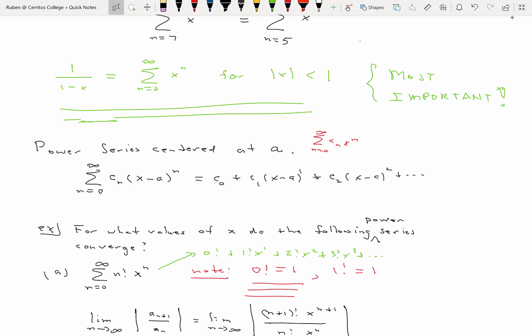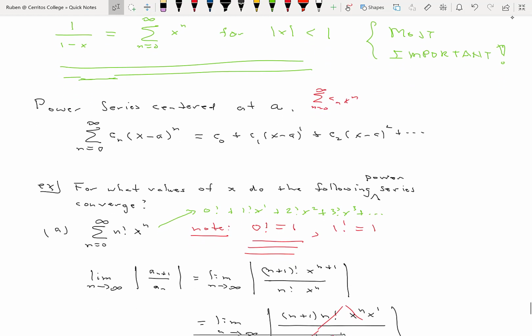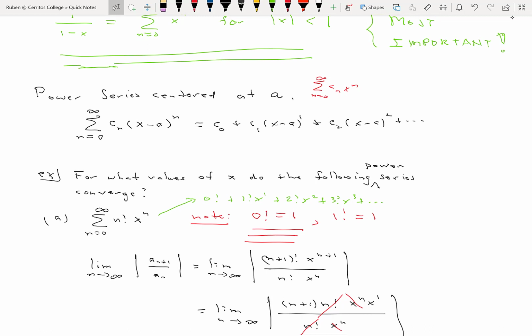So I'm going to find the quotient a sub n plus 1 over a sub n, take the absolute value, and evaluate that limit. So replace n with n plus 1. You have n plus 1 factorial x to the n plus 1 divided by a sub n, which is n factorial x to the n, and then do some algebra with that. Well, n plus 1 factorial is n plus 1 times n factorial. x to the n plus 1 is x to the n times x to the first, divided by n factorial x to the n. Notice that the n factorials cancel as factors, and the x to the n's cancel.